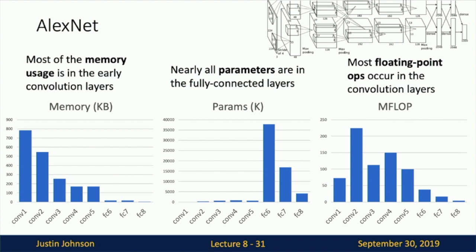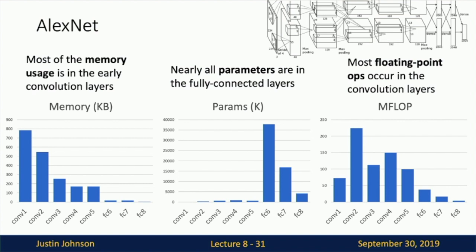And here we see this very clear trend that the vast majority of the memory usage in AlexNet actually comes from storing the activations at the early convolutional layers. This happens because at those early convolutional layers, the outputs have a relatively high spatial resolution and a relatively high number of filters. So when you multiply that out, most of the memory usage happens in the very first couple of layers of the network.